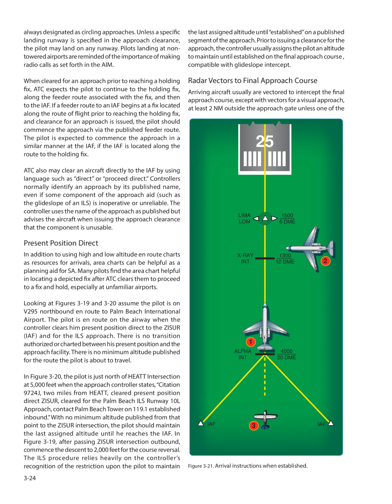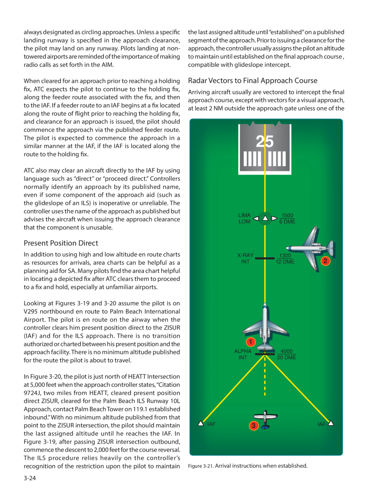In figure 3-20, the pilot is just north of HEAT intersection at 5,000 feet when the approach controller states, "Citation 9724J, 2 miles from HEAT, cleared present position direct ZSIR, cleared for the Palm Beach ILS runway 10 left approach, contact Palm Beach Tower on 119.1 established inbound." With no minimum altitude published from that point to the ZSIR intersection, the pilot should maintain the last assigned altitude until he reaches the IF. In figure 3-19, after passing ZSIR intersection outbound, commence the descent to 2,000 feet for the course reversal.